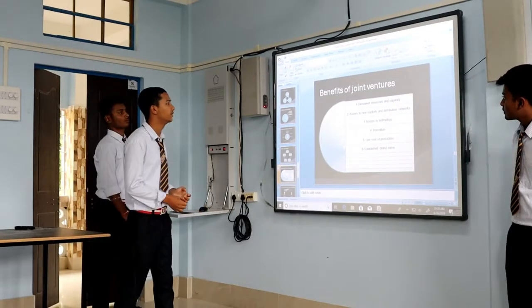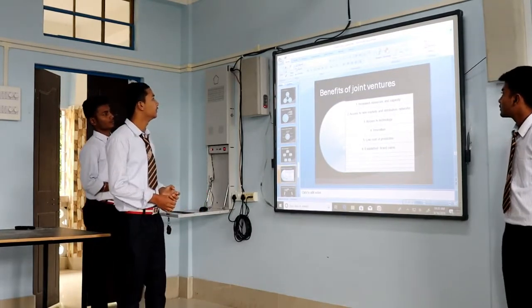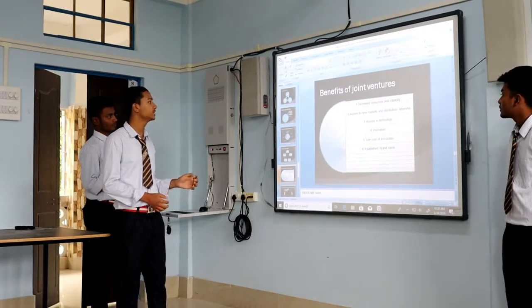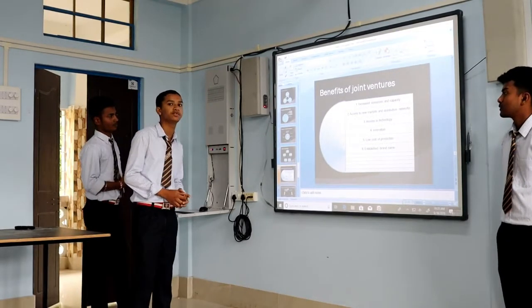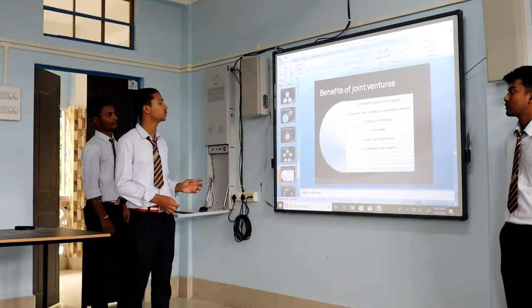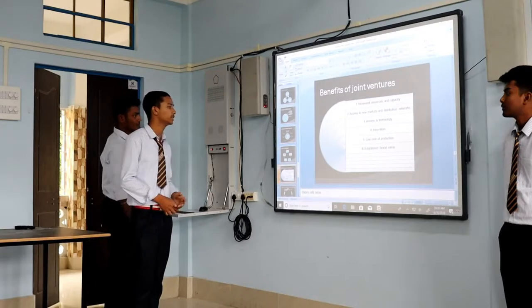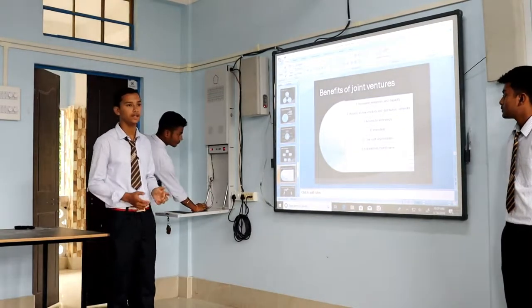So, benefits of joint ventures. First one is increased resource and capacity. Second one is access to new markets and distribution networks. Third one is access to technology. Fourth one is innovation. Fifth one is low cost of production. Sixth one is established brand name.